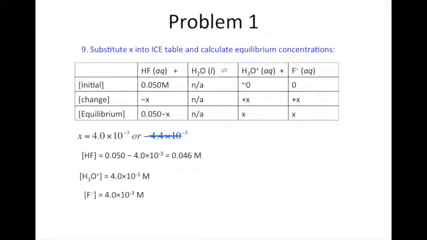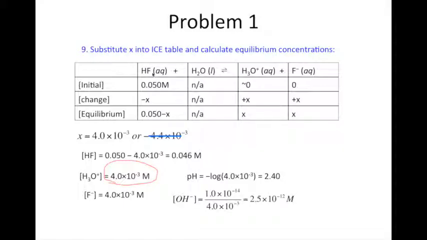Now we were also asked to calculate the pH. The pH is the negative log of hydronium. We have our hydronium concentration. Take the negative log and I get 2.40. Now that is an acidic pH. We have an acid, so that makes sense. And also we want to calculate hydroxide.